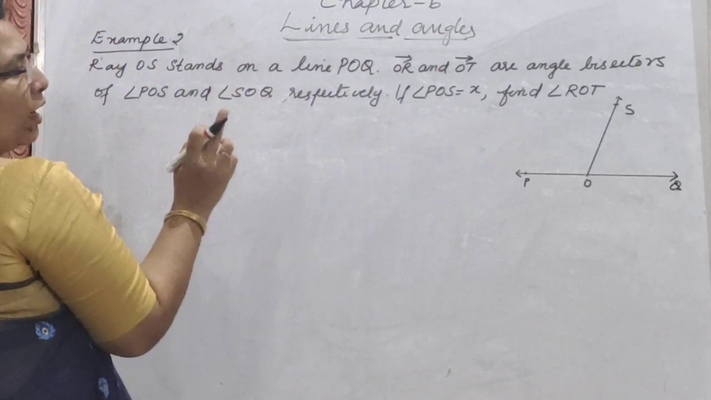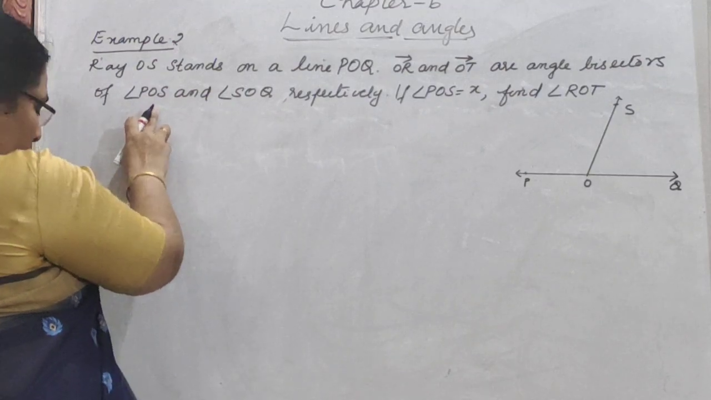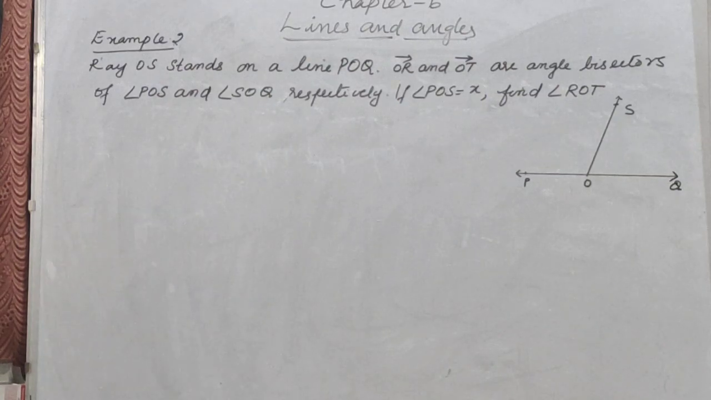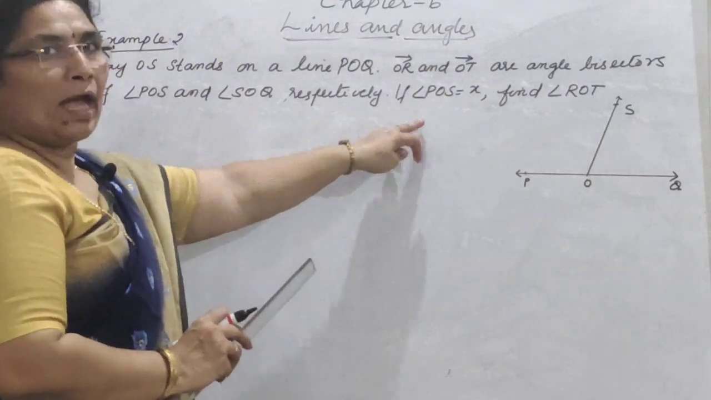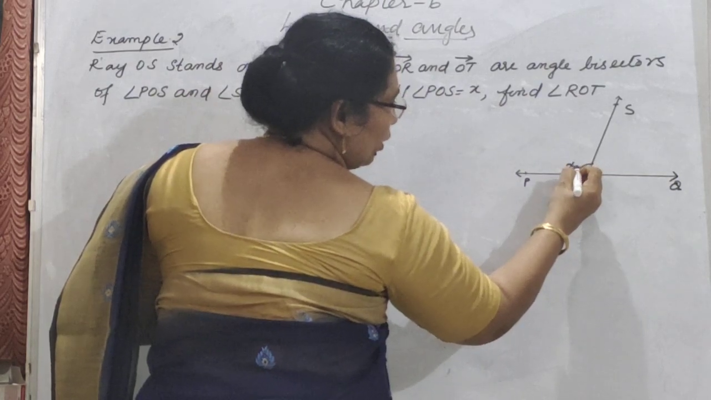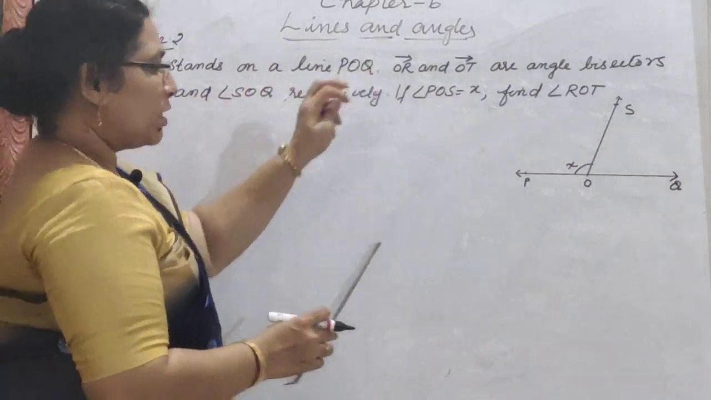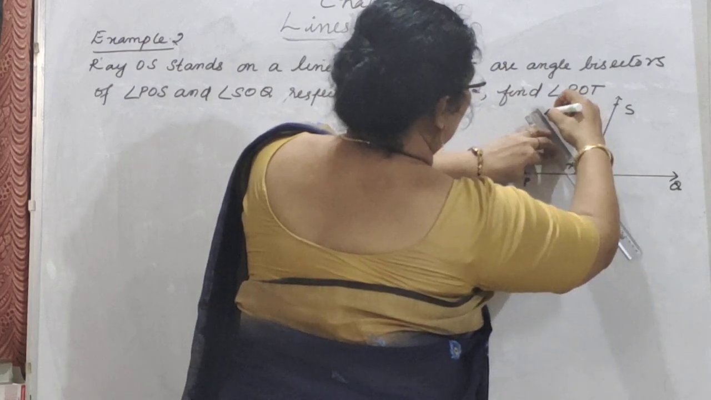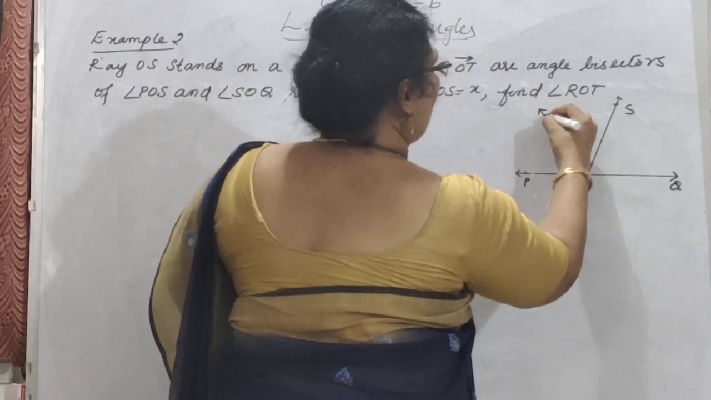Now ray OR and OT are angle bisectors. Ray OR is the bisector of angle POS, right? Angle POS's bisector is which one? Ray OR only. Similarly, OT is the bisector of SOQ. Before that, angle POS is x. So I'll mark first here x. Angle POS equals x only. Now OR is the first ray that I'll take here. So we'll complete it: OR is the bisector.